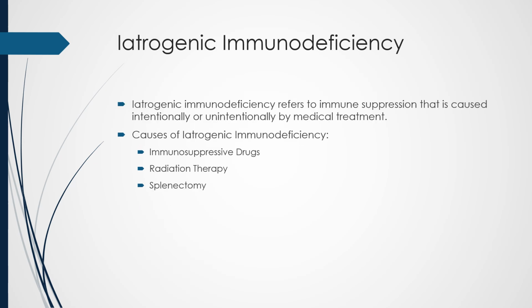Iatrogenic immunodeficiency refers to immune suppression that is caused intentionally or unintentionally by medical treatment. This form of immunodeficiency is a result of interventions such as medications, radiation therapy, or surgical procedures that alter immune function. Immunosuppressive drugs are used to prevent organ rejection after transplants or treat autoimmune diseases. Examples include cytotoxic drugs and corticosteroids.